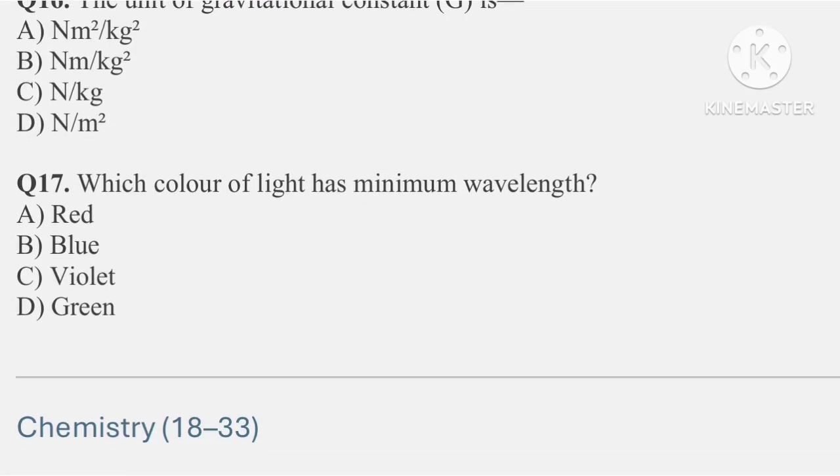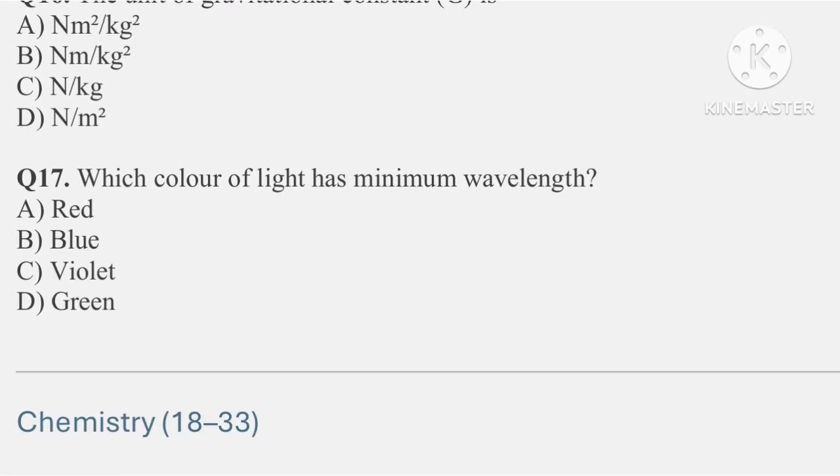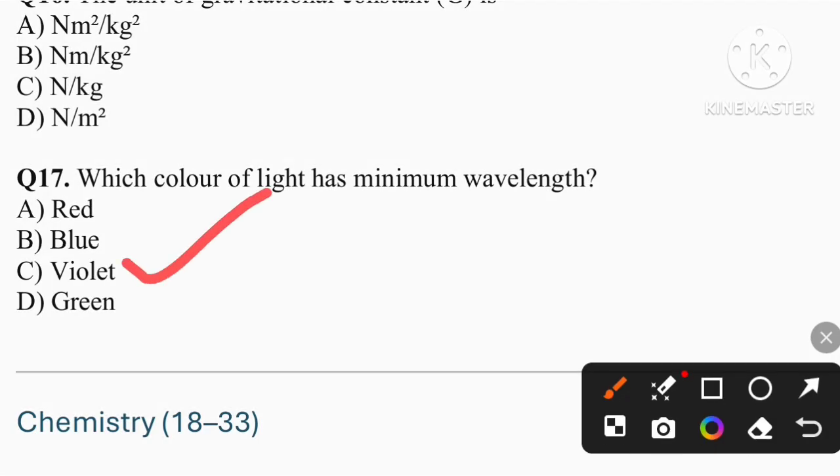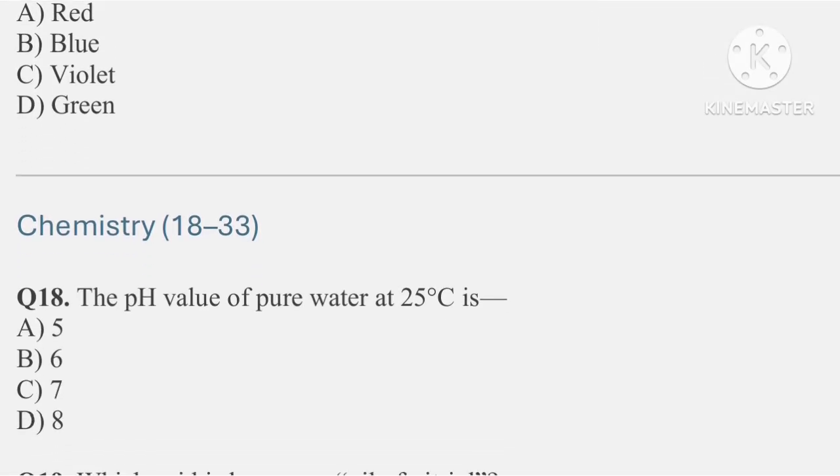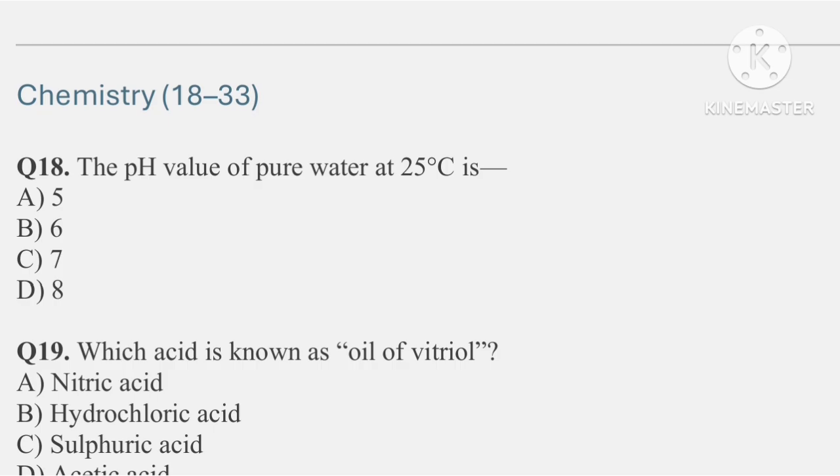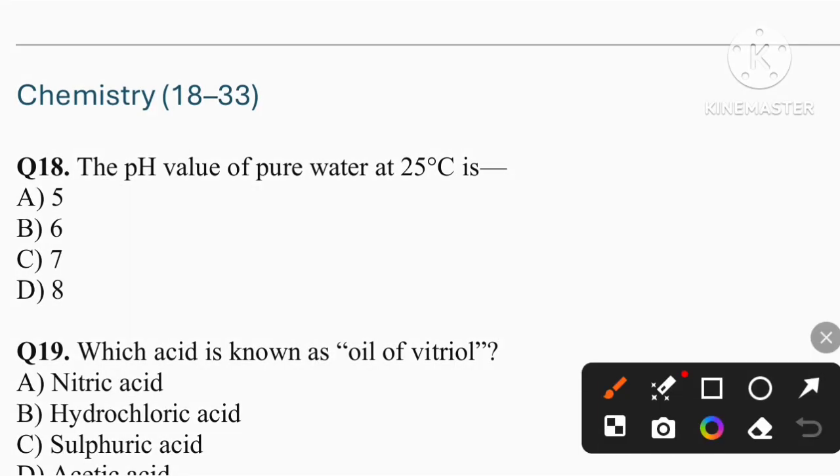Question number 17, which color of light has minimum wavelength? So the answer is option C, that is violet. Now the chemistry part, question number 18, the pH value of pure water at 25 degrees Celsius is. So the answer is option C, that is 7.